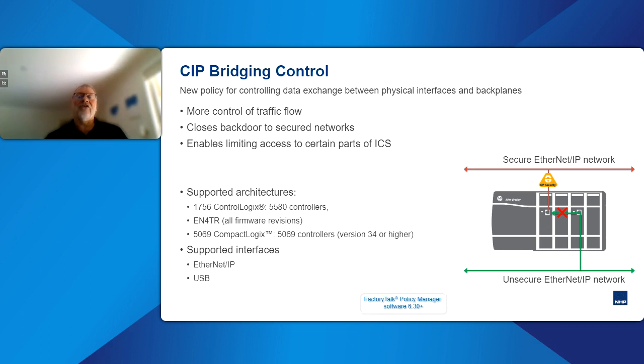So if you turn CIP security on, you can block traffic coming from a secured network out to an unsecured one, or you can allow that. You most likely allow outbound communications from a secured network to an unsecured one. But what you don't want is communications coming from an unsecured network back into a secured one. So you would block that using Policy Manager.